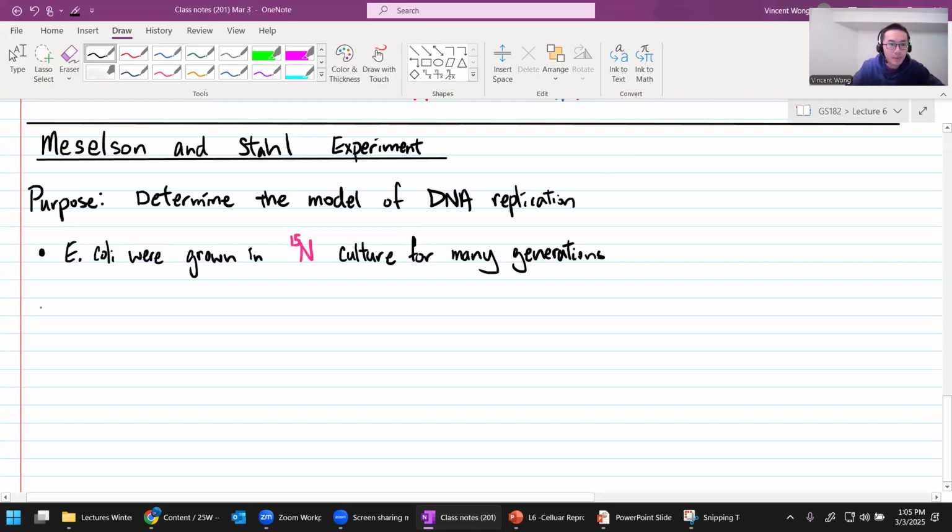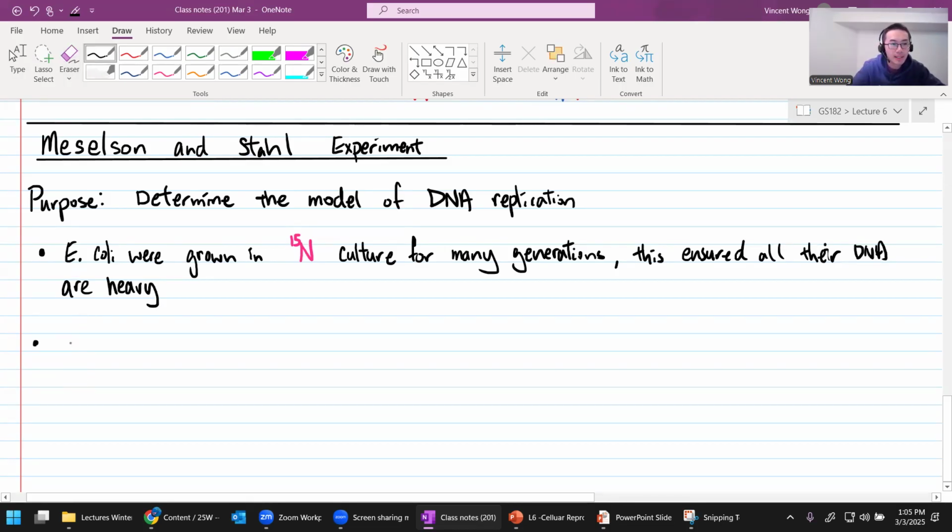Then this is what happens. I should probably write it down for you. E. coli were grown in N15 culture for many generations. This ensured all their DNA is heavy.